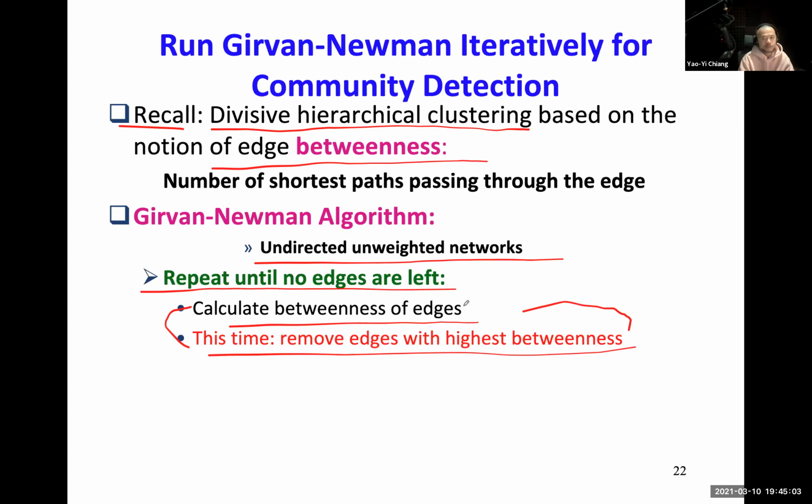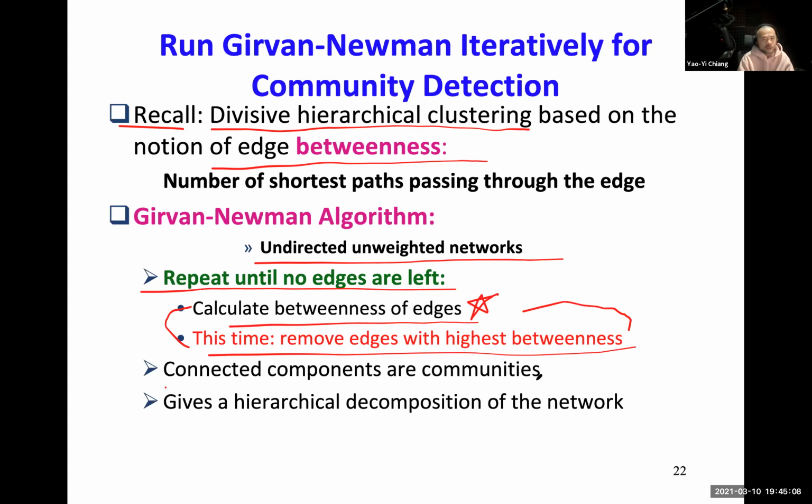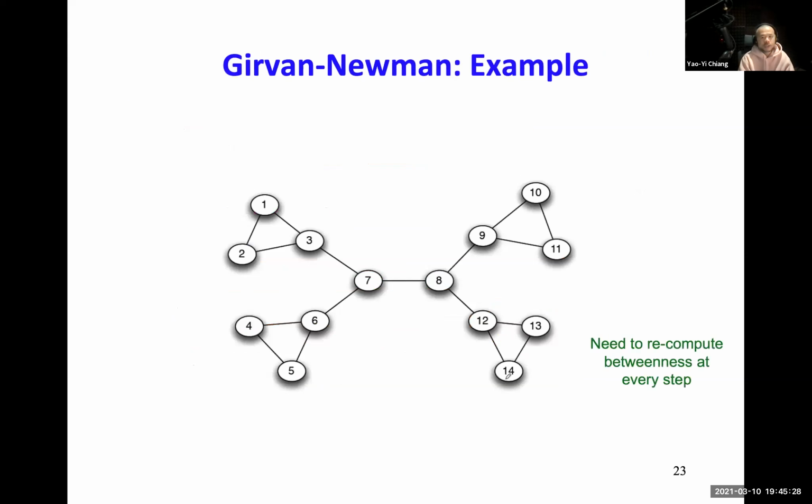Okay, so start. The connected components in your graph are communities. So assuming that at the beginning, everything is connected, you have one component. And eventually, if you are using this divisive hierarchical clustering approach, each node will become its own community. And this gives you a nice hierarchical structure of the network. So the example is here. This is your original network.